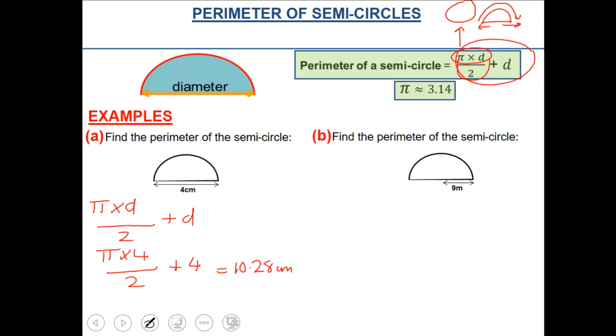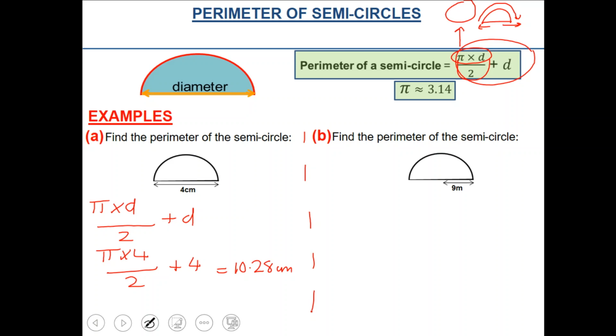So the next question now, I'll give you a chance to work it out yourself. Okay, remember what the link is between the diameter and the radius, and for this question you will need the diameter. Pause the video now and have a go at doing this question.